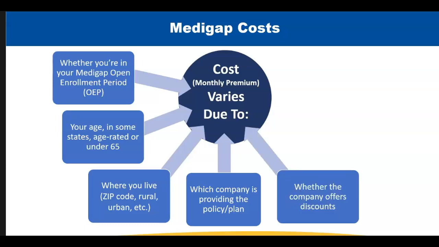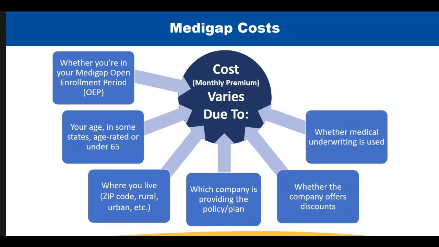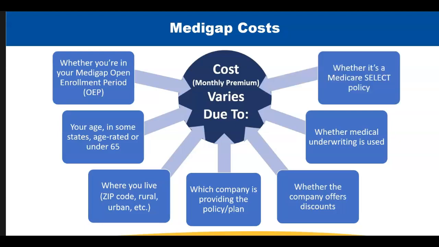One or more of the companies can also offer a discount. If there's medical underwriting and you don't have any health conditions, then that could change the cost of the premium for you. And whether it's a Medicare Select policy, Derek explained those are the policies where there's a restriction on the providers that you're seeing. You can't see all providers, but it comes with a lower cost premium.